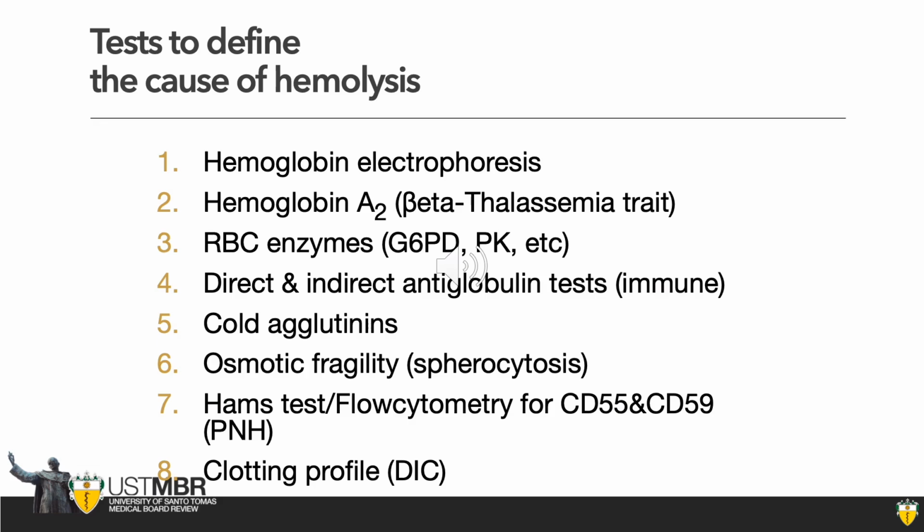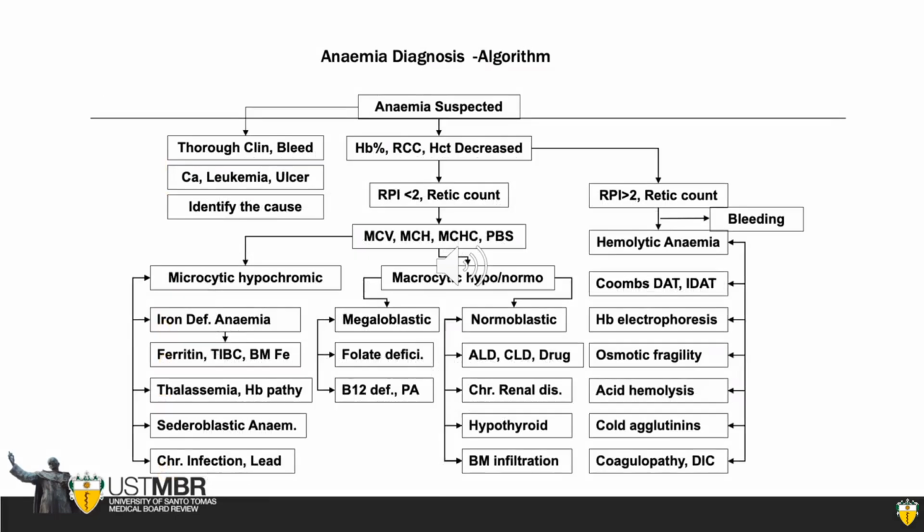If there are spherocytes in the peripheral blood smear, then you may be dealing with spherocytosis. You can request for osmotic fragility. For PNH, you can request for Ham's test or flow cytometry of CD55 and 59. And if this is due to hemolysis from microangiopathic hemolytic anemia, that can be due to DIC, then you can request for clotting profile, PT, PTT, fibrinogen.